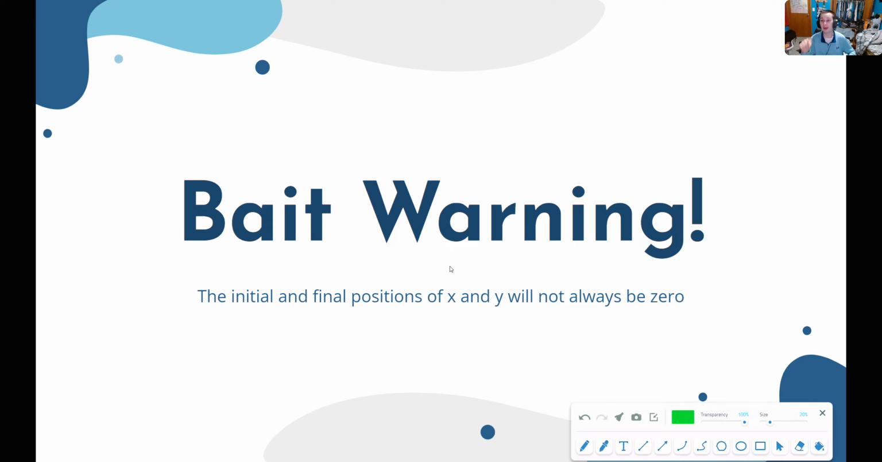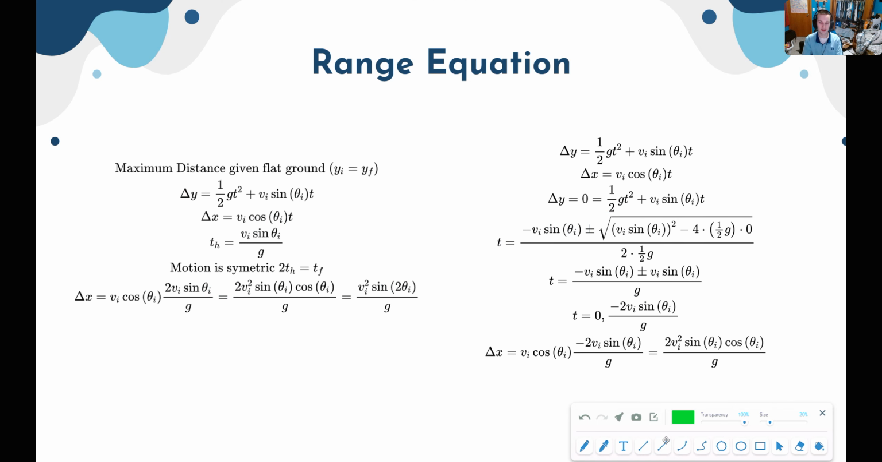So we're going to throw up a bait warning here. Like I've mentioned many times, the initial and final positions of x and y will not always be 0. In a lot of these derivations, I assume that x and y initial were 0. That may not necessarily always be the case. Like 90% of the time, if you set up your problem correctly, you can make it so that your initial x and your initial y are 0, but there might be situations where that's not necessarily true.